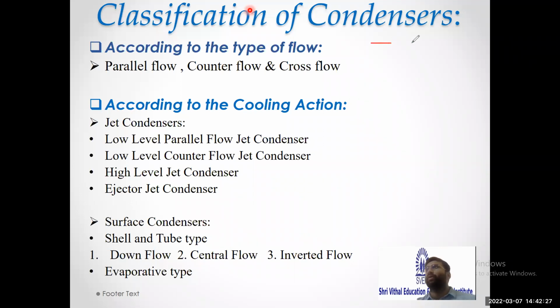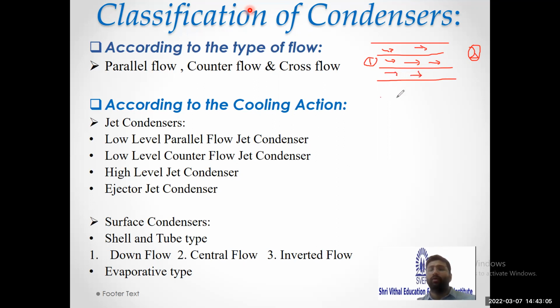So first is parallel flow. In parallel flow, what happens? I will show you. So there are two pipes, as you can see, or two fluid streams. One is this, which passes through the inner pipe. Another is this, which passes from outside. So in parallel flow, the direction of both the fluids is the same. So this is a parallel flow heat exchanger.